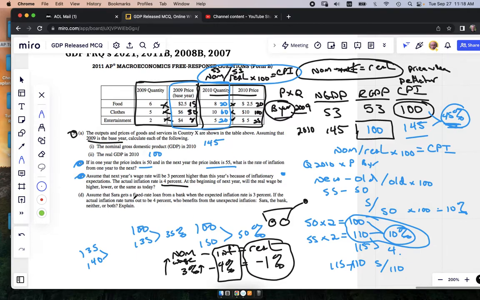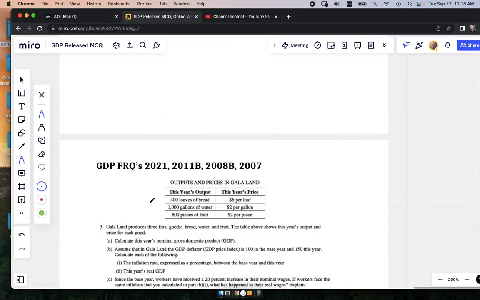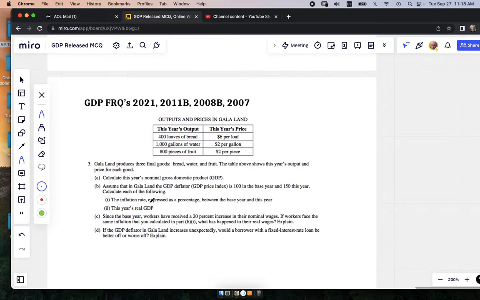All right, we're going to leave that. We're not going to work on inflationary stuff. We'll do those when we see inflation. All right, let's look at this one real quickly, see if we can do it. I don't want to spend too much, but again, they've given us quantity, they've given us prices, and they're asking us for nominal GDP. You would do the 400 times the 6, the 1,000 times the 2, and the 800 times the 2, and we're just going to jump to it. It would give you 6,000, right?